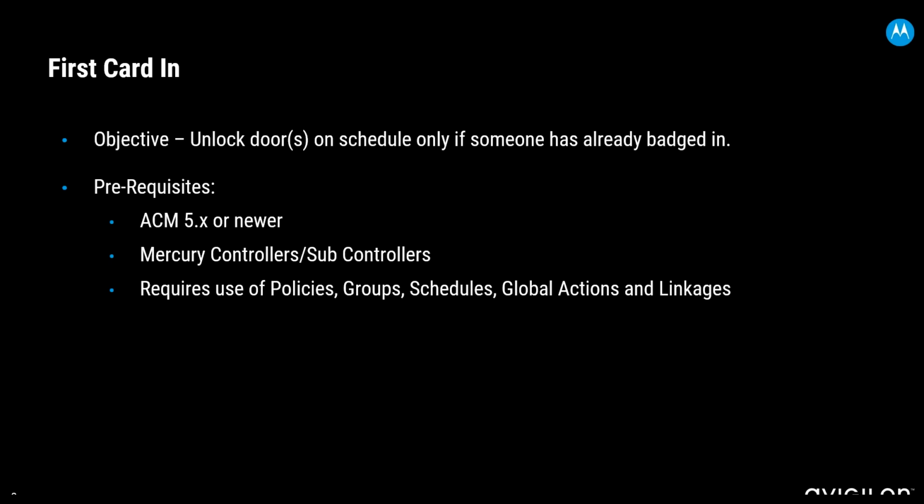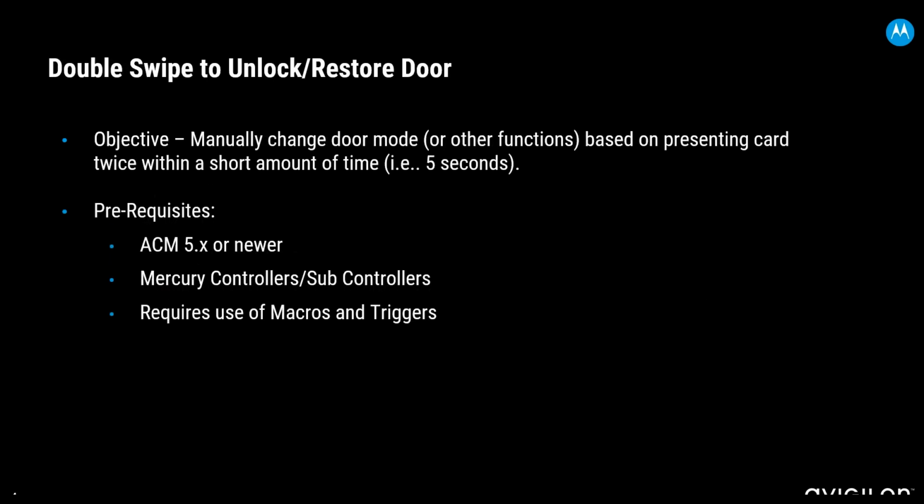Now, when we go over to doing the double swipe, we're going to do that a little bit differently. We're going to use macros and triggers for that. The objective with double swipe, in my example, is to manually change the door mode based on presenting your card twice within a specified amount of time. My example, I'll use 5 seconds. So if you present the card twice within 5 seconds, it's going to initiate a door mode change.